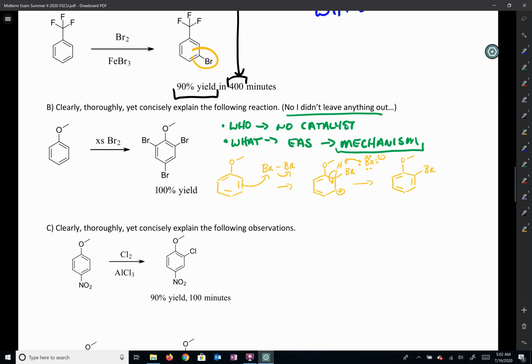It's subtle. This is a subtle question. I'm going to admit that. But a lot of answers for this question said, okay, well, 3 bromines are added because there's an excess. Well, that's true, but how are those bromines added? Well, they're added one at a time. You're like, oh, okay, yeah, that makes sense.